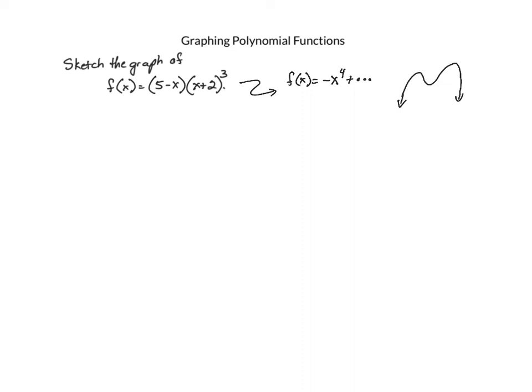So let's see how our zeros will affect our graph. We know we have 5 as a 0 from that first factor with multiplicity 1. And negative 2 comes from our second factor with multiplicity 3.